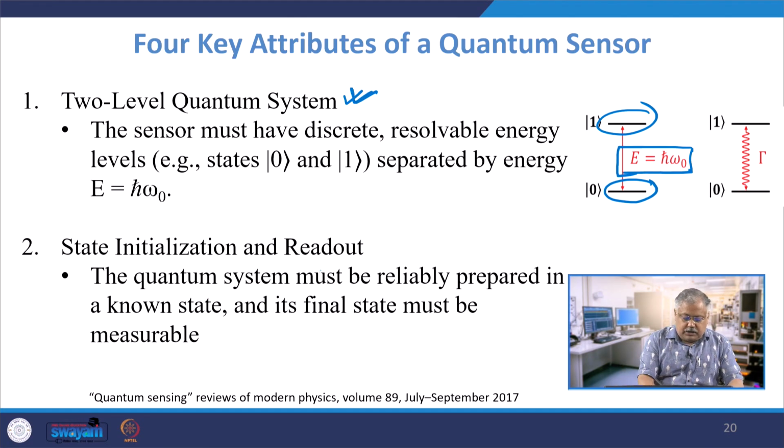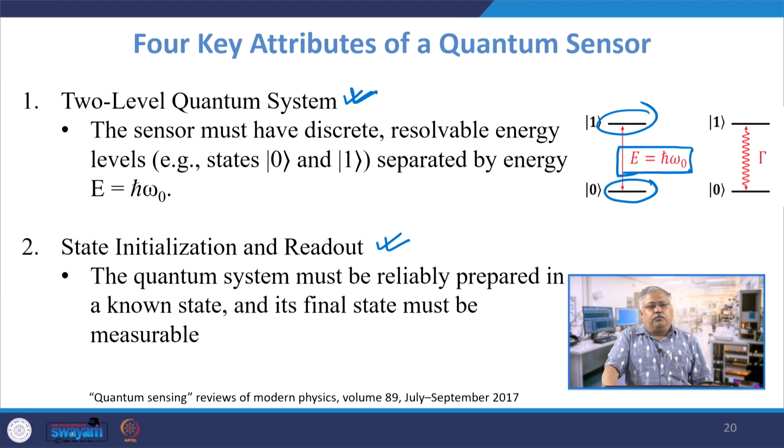Now, the second part is state initialization and readout. So you see, if you want to read something, you need to first initialize your state, right, and reliable state initialization is a very important part, which means that you are reading the initial state properly, and only then can you understand what the final state is, which is the measurable quantity.